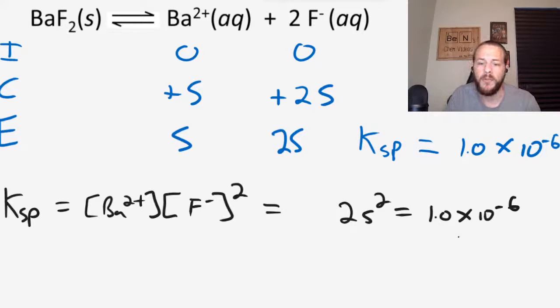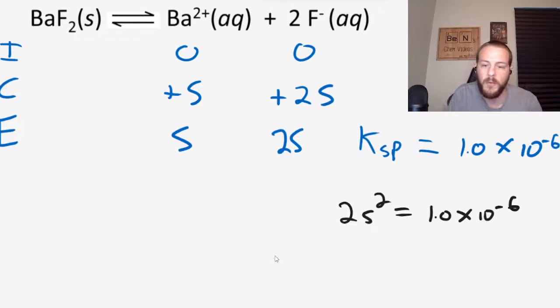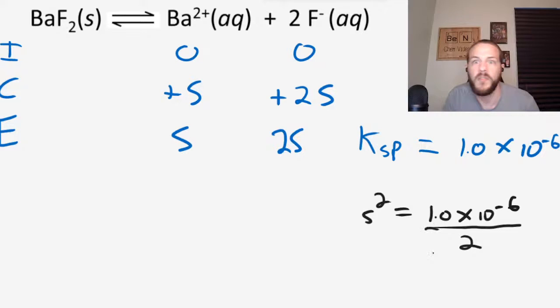And so now it's just a matter of solving for S. I'm going to erase this stuff because we no longer need it. So we have 2S squared equal to 1.0 times 10 to the minus 6. That means we can divide both sides of this equation by 2, and so S squared is equal to 1.0 times 10 to the minus 6 divided by 2. And finally, we're going to take the square root of this.